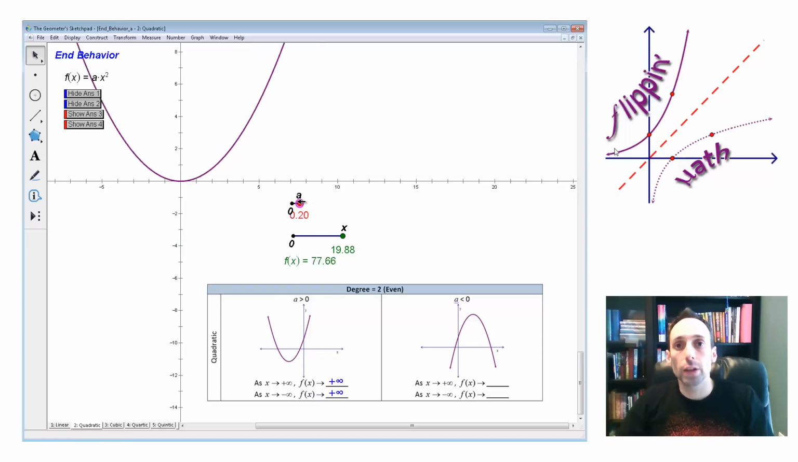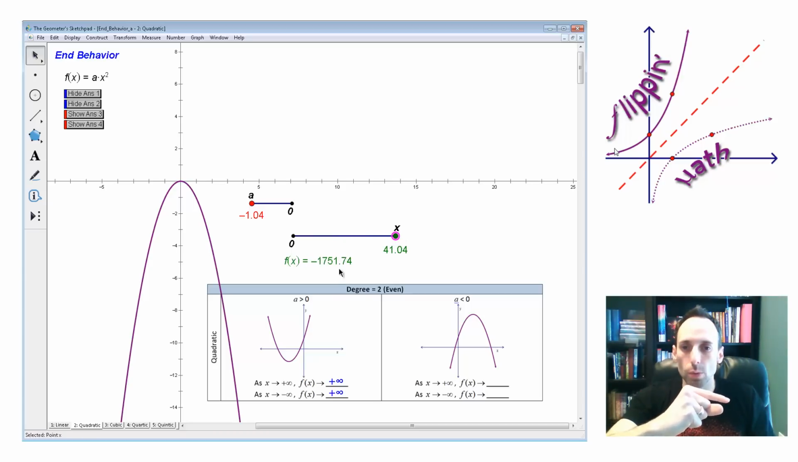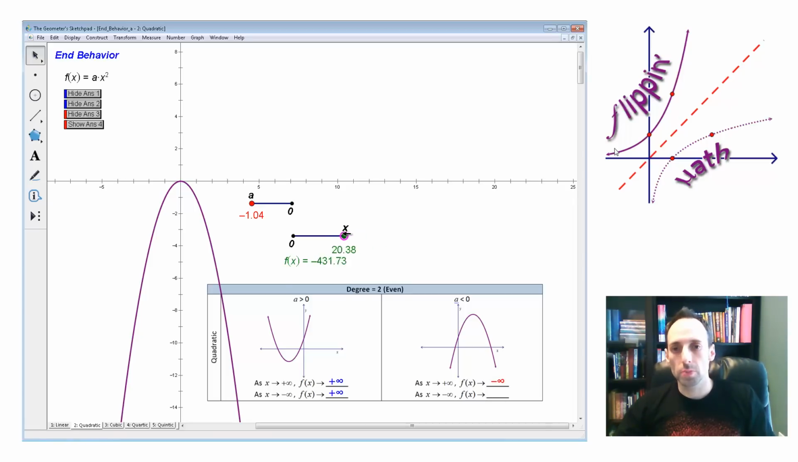Let's make our A value a negative number, like so. As x goes further to the right, to positive infinity, now our function values are going downwards, to negative infinity. Now let's make x go towards negative infinity. It's going up, and back down. So f of x is also going to negative infinity. Both ends are pointing downwards, and this is the way that we write it: as x approaches negative infinity, f of x approaches negative infinity. That was an even degree function.